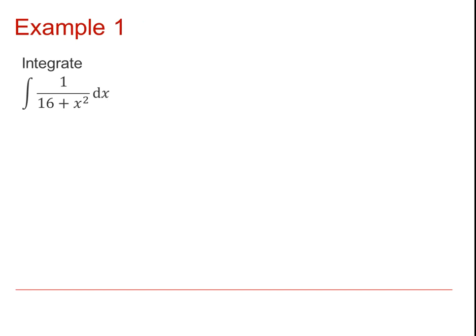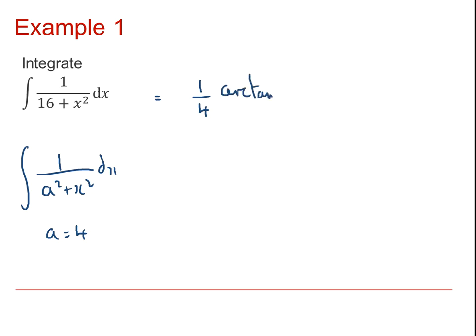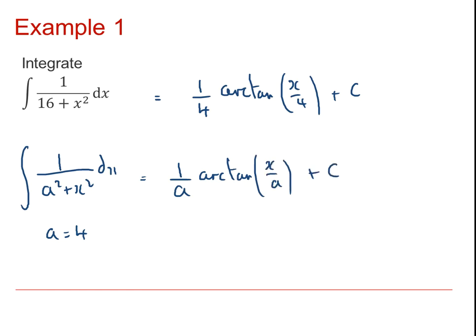So an example of that, let's look at this one, which is the integral of 1 over 16 plus x squared. We can see here that we've got an integral which is in the form 1 over a squared plus x squared, where a is equal to 4. And so we can simply quote the result that this must be equal to 1 over 4 arctan of x over 4 plus c. So that was simply using this result, which says that this is equal to 1 over a arctan x over a plus c, where we could recognize that a was equal to 4.